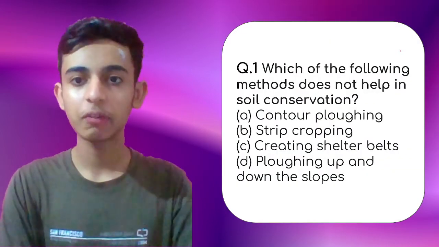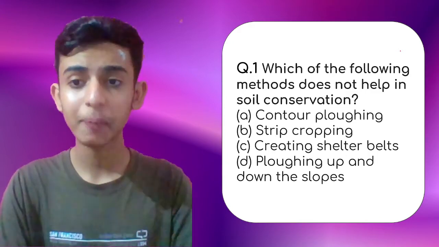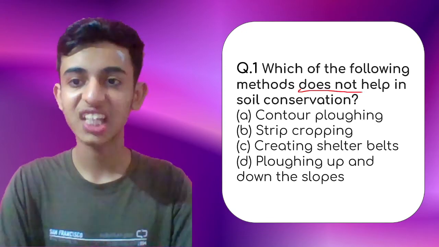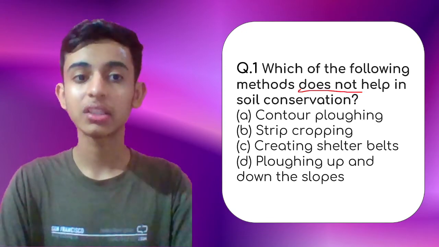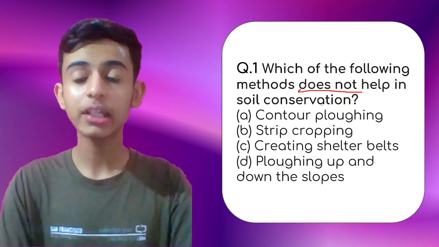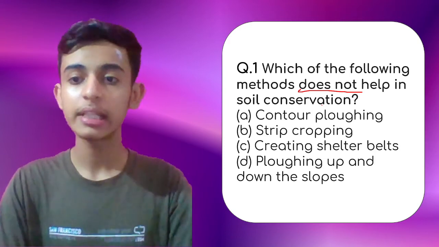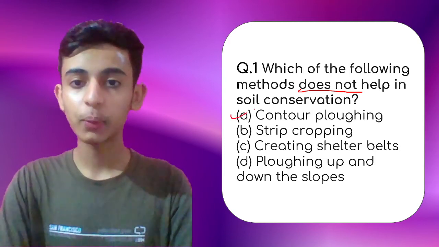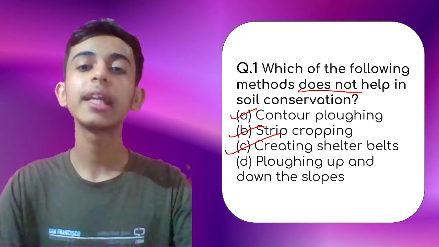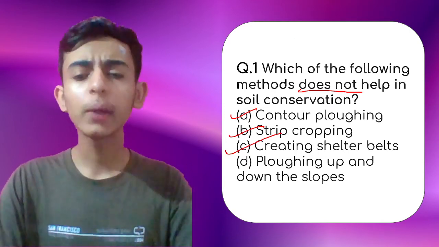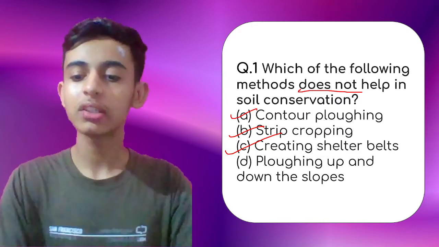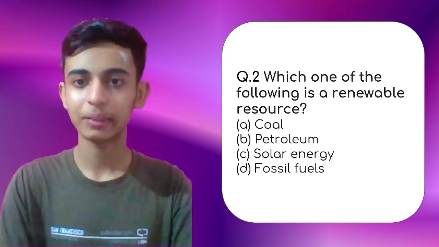Okay, so first question for you: which of the following methods does not help in soil conservation? Your clue word is "does not", which doesn't help in the conservation of soil. Is it contour plowing, strip cropping, creating shelter belts, or plowing up and down the slope? I know contour plowing, strip cropping and shelter belts help in the conservation of soil, but plowing up and down the slopes, I don't think this is a method of soil conservation. So definitely this should be your correct answer.